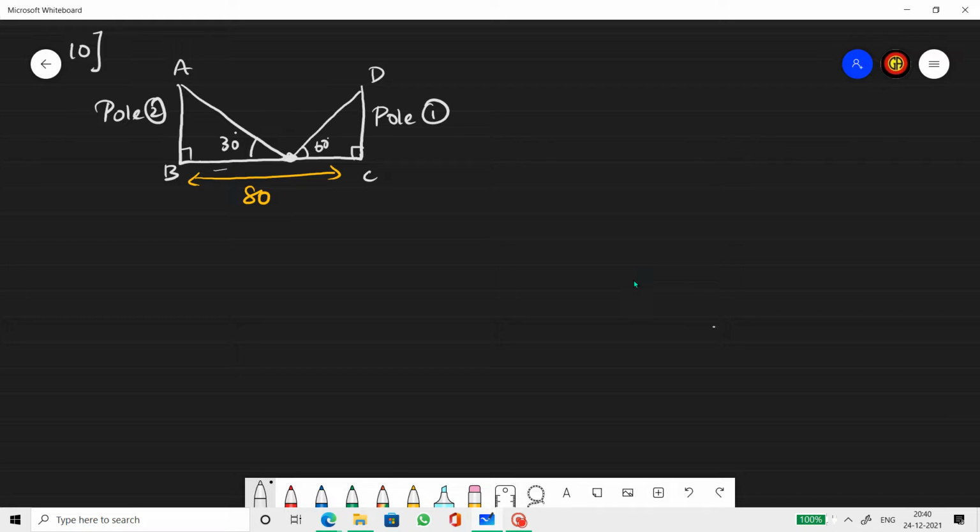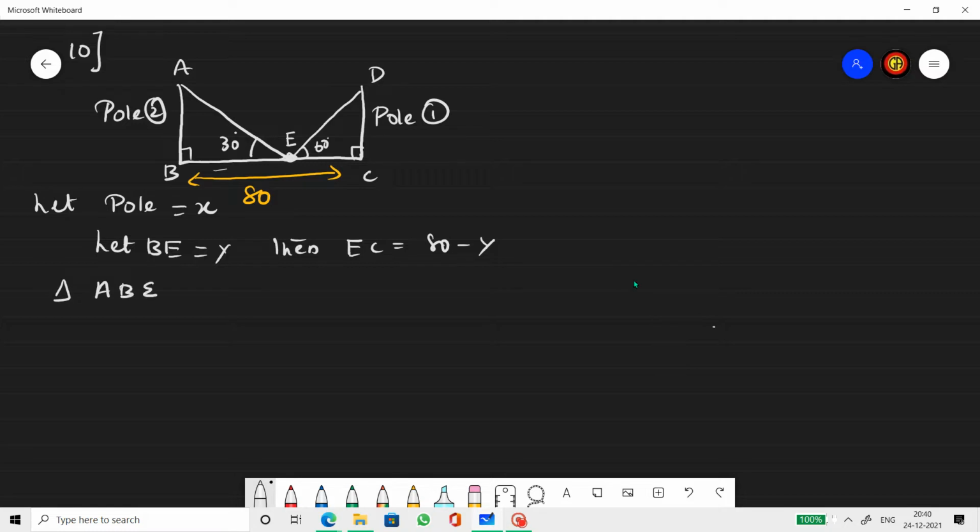So I'm going to assume the pole height as x. Let me name this point as E. Let BE equal y. Then EC will be 80 minus y. Now take one of the triangles. I'm going for triangle ABE. So x by BE, being y, equals tan 30.